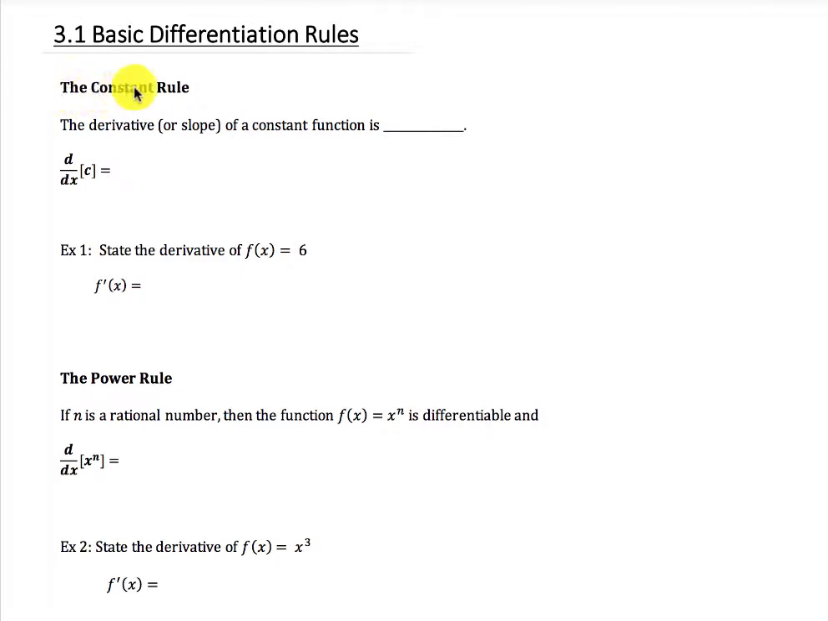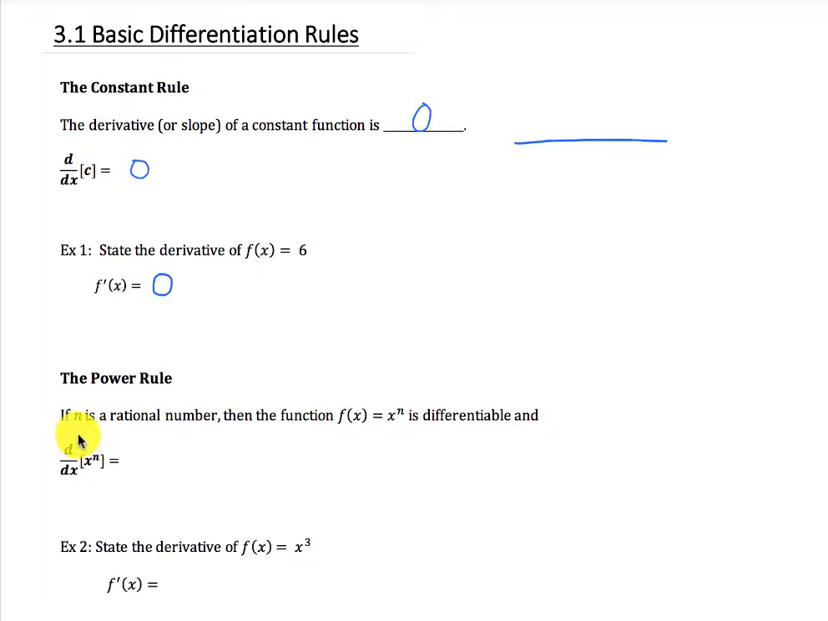So the first rule is the constant rule. The derivative or slope of a constant function is, well, think about what a constant function looks like. It's just a horizontal line. So the slope is always 0. So we would say the derivative of any constant is 0. Okay, so for this example, what would the derivative of 6 be? 0.